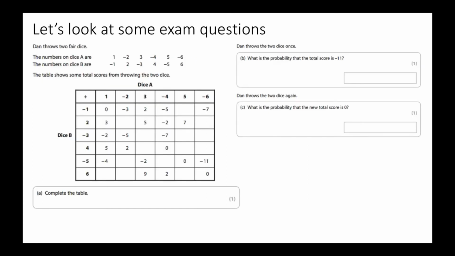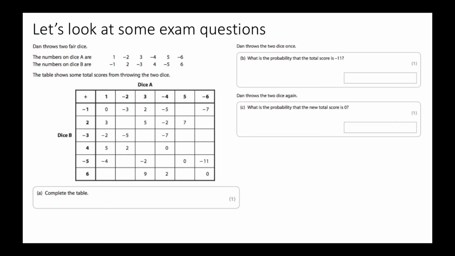Okay, so finally then we're going to look at an Edexcel question. The Edexcel ones sometimes throw in a bit of a curveball, so that's the question I've chosen. Dan throws 2 fair dice. The numbers on dice A are 1, -2, 3, -4, 5, -6. The numbers on dice B are -1, 2, -3, 4, -5, and 6. The table shows some total scores from throwing the 2 dice.